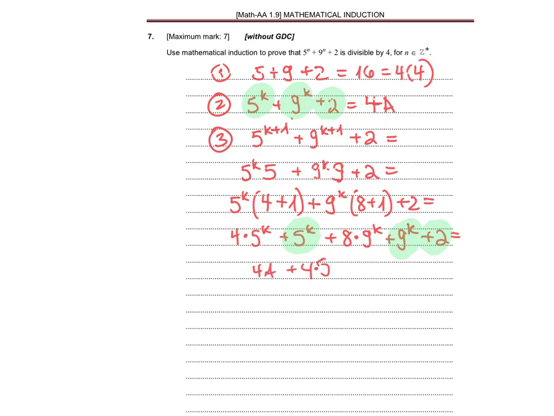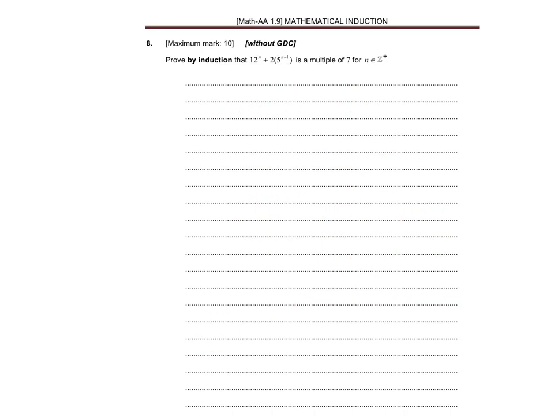And we have the rest of this stuff. And we can factor out a 4. So we're going to have a plus 5 to the k plus 2 times 9 to the k, which is a multiple of 4. So we have shown it's true for n equals k plus 1. Don't forget step 4.